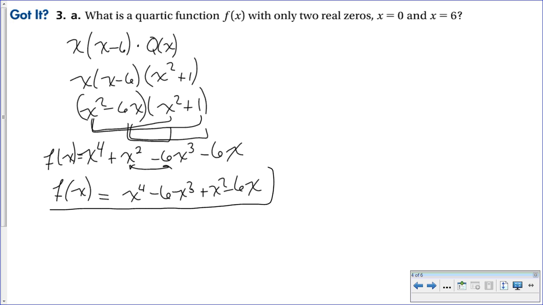All right, so that is our polynomial with only two real zeros, 0 and 6. Again, how do we know that it only has those two real zeros? Well, we solve backwards for it. We have x minus 0, or just x, times x minus 6. Then we multiplied by a q of x that has no real solutions.